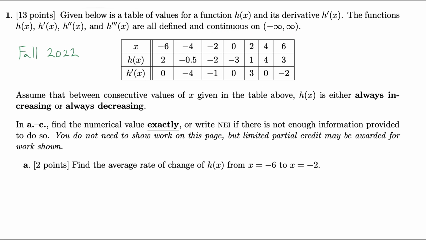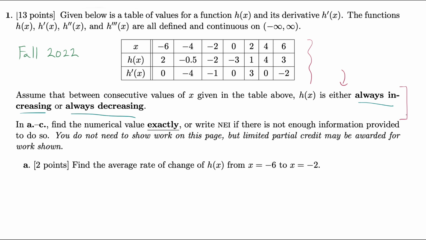So here we have a table, and we are making a critical assumption that between consecutive values of x given in the table, h of x is either always increasing or always decreasing. Now, of course, reading the question carefully is super important for any type of question, but especially for problems where you're given a table. The additional information that they give us tends to be really important.